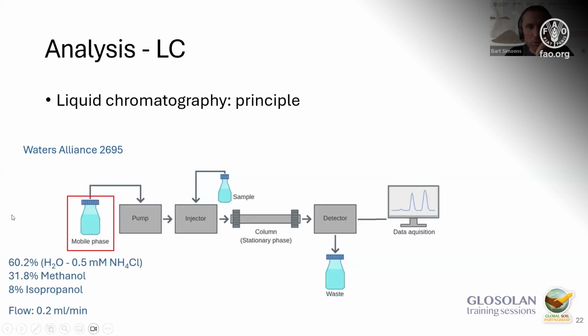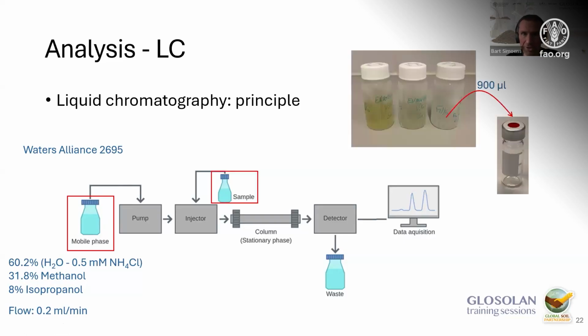The mobile phase we use is quite complicated because we also use it for methods that use TATP. And we usually don't change the mobile phase a lot. So it's a combination of three liquids: water with some ammonium chloride in it, methanol, and then some isopropanol, because the use of isopropanol allows to decrease a little bit the limit of detection. And we have a flow rate of 0.2 milliliters per minute. That's the mobile phase. It's all polar molecules, so it's clearly a polar mobile phase.